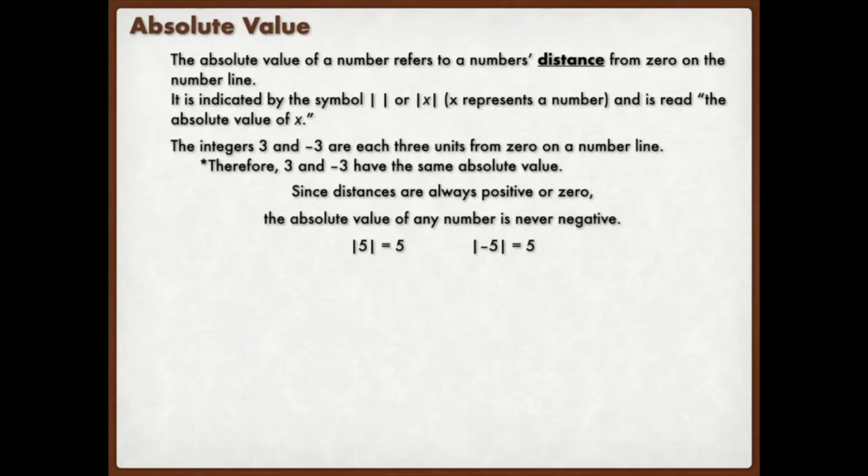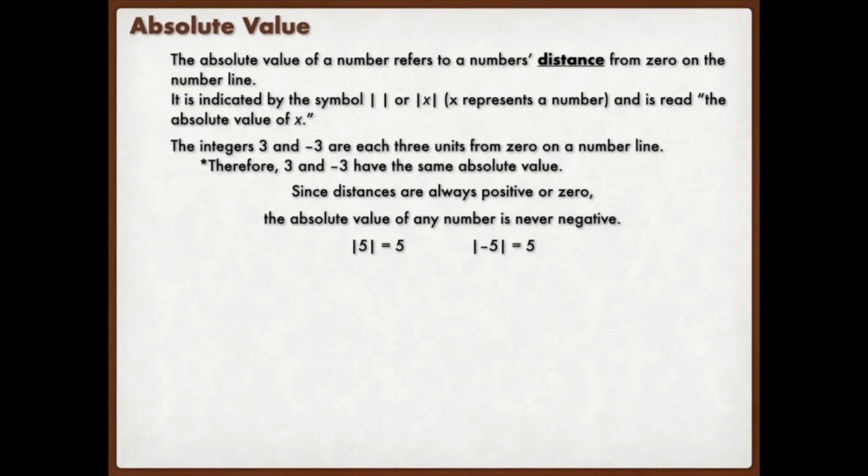Now, an absolute value is going to be indicated by 2 long lines or bars on either side of the number. Here in this case, we're going to use x. You can use n to represent a number, that's fine, x, y, or z. We're using x. So we're going to put the number between those 2 lines, and this is going to represent the absolute value of that number, or of x.